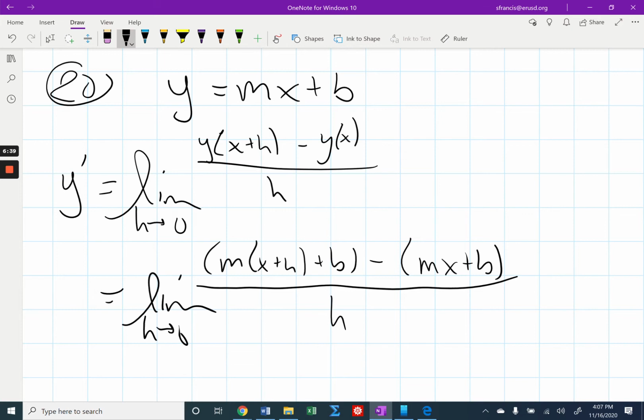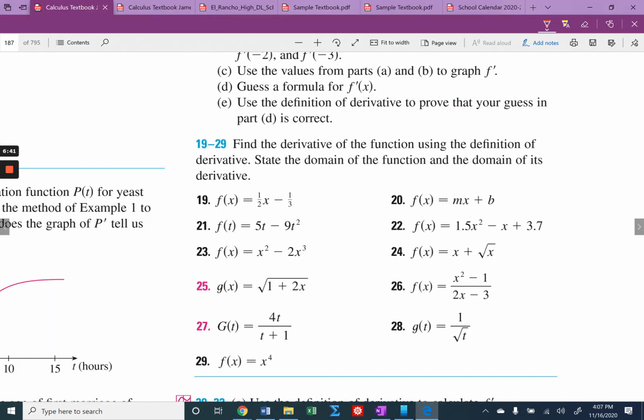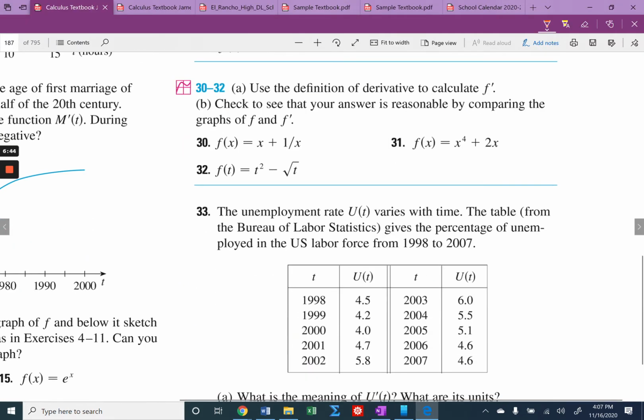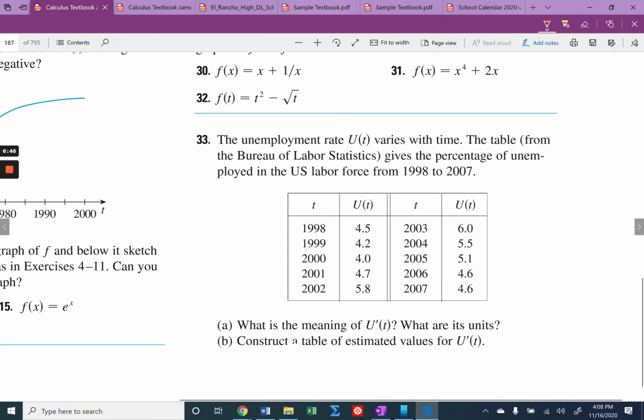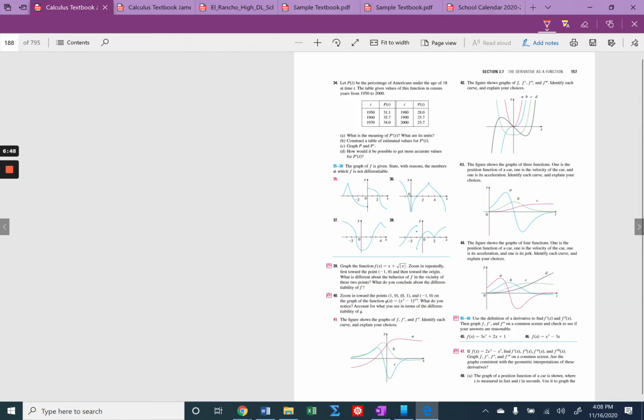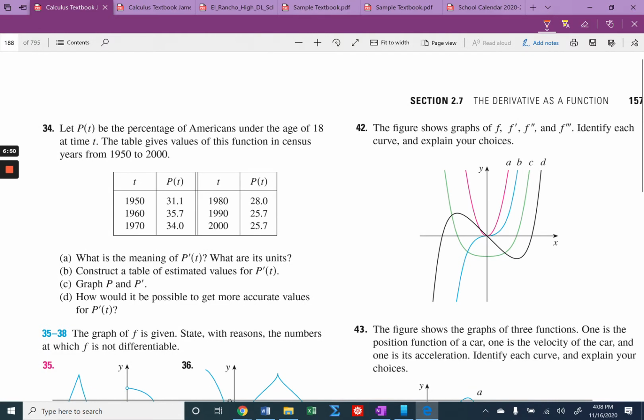34 is next on the list. So let's go see what 34 is all about. Looks like it's on the next page. It says, let P of t be the percentage of Americans under the age of 18 at time t. The table gives values of this function in census years from 1950 to 2000, so every 10 years.